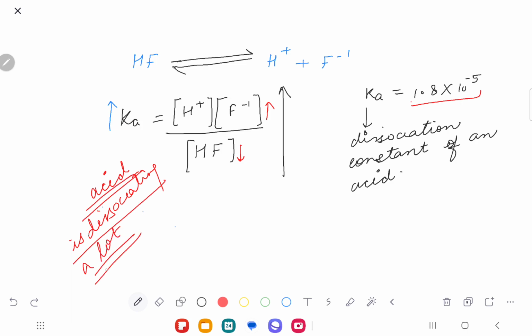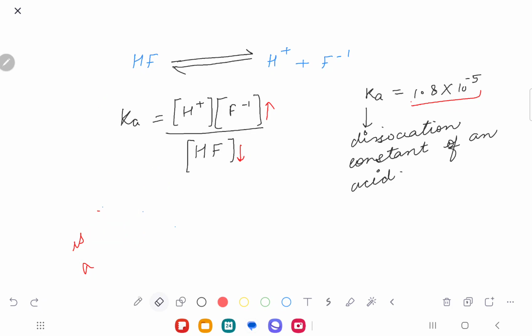If the acid is dissociating a lot, the value of Ka will increase. Are you understanding? And if the value of Ka is increasing, what exactly does that mean? It means that if the value of Ka is high, it indicates a strong acid.